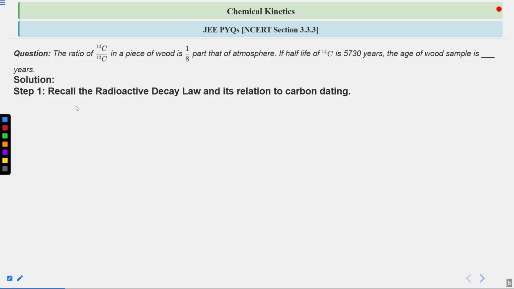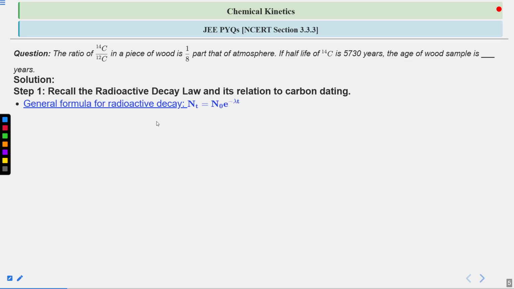So step 1, let's start to solve this. Step 1 is to recall the radioactive decay law and its relation to carbon dating. Remember what radioactive decay is and which reaction kinetics we are going to follow in the radioactive decay process. You have to remember the radioactive decay law and its relation to carbon dating, because we are talking about carbon in this question.